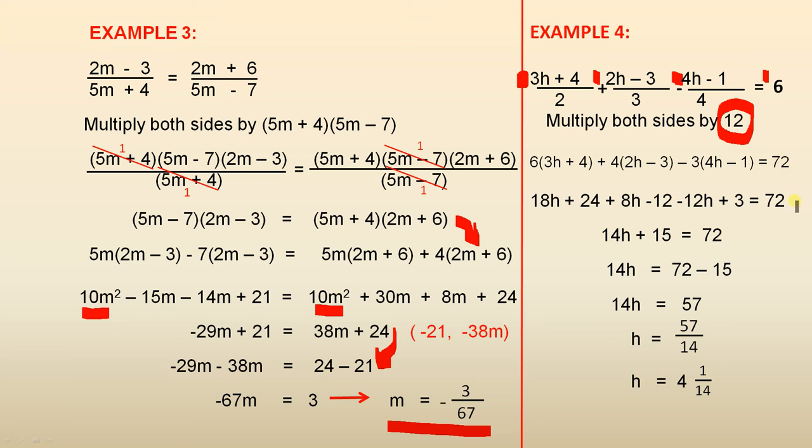Now we remove the grouping symbols to end up with this line. We collect like terms to end up with this line. We subtract 15 from both sides to end up with this line, which gives us 14h equals 57. Divide both sides by 14, so h is 57 over 14, which is 4 1/14.